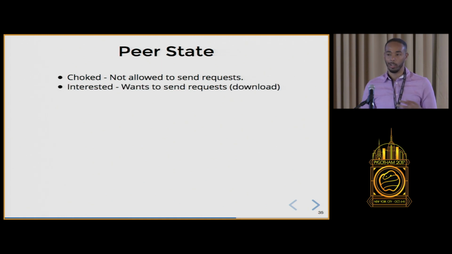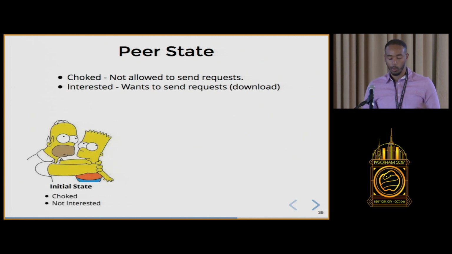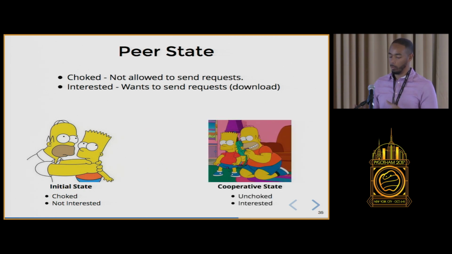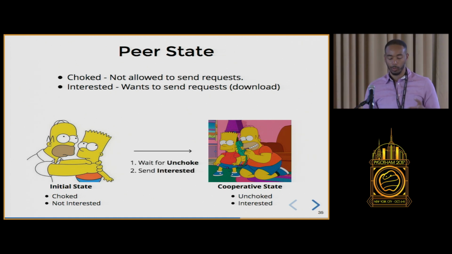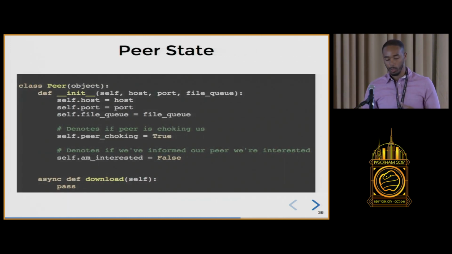Another state to keep track of is the interested state, which means, hey, I want to download a piece of this file because I don't have this file. So it's a way of communicating intention. Every client starts off in an initial state of choked and not interested. And we want to get to a cooperative state where we are unchoked and interested. For that to happen, we have to wait for an unchoked message, and we have to send an interested message. So when it comes to the peer state, we'll create this Python class to keep track of two Boolean fields.